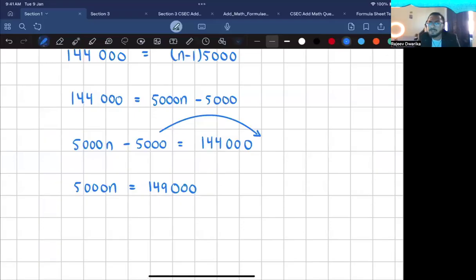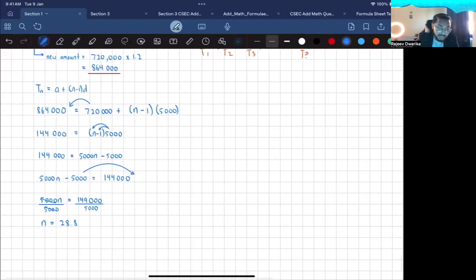And so Kiara, if I want to find n, what would I do on both sides? Divide by 5,000. Correct, I would divide by 5,000. So n would be equal to 149,000 all over 5,000. 28.8. So Aliyah, and for everybody who would do the long way, Aliyah would have to keep on going 28 times.